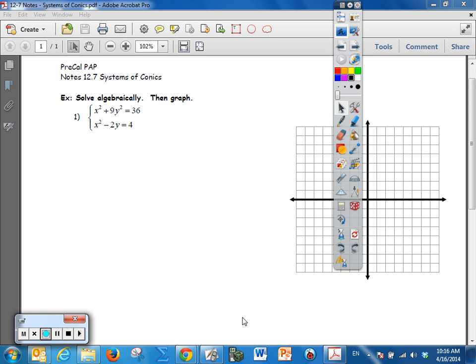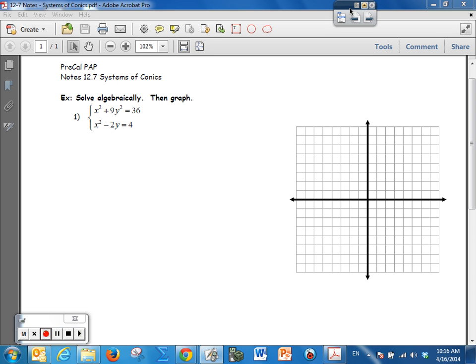Okay guys, let's take a look at today's lesson. We are working with systems of conics. Similar to, well, we've done systems of all kinds of things. Systems of lines in Algebra 1. We did systems of polar equations. I mean, we've done all kinds of systems. We're just working with systems in reference to conics.